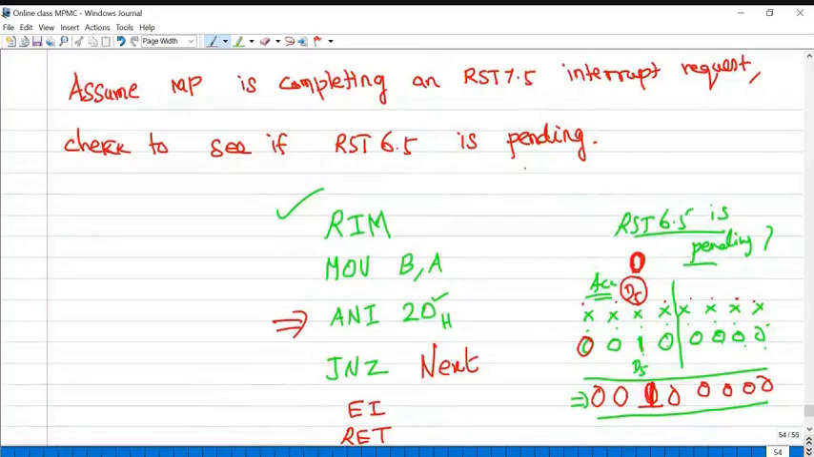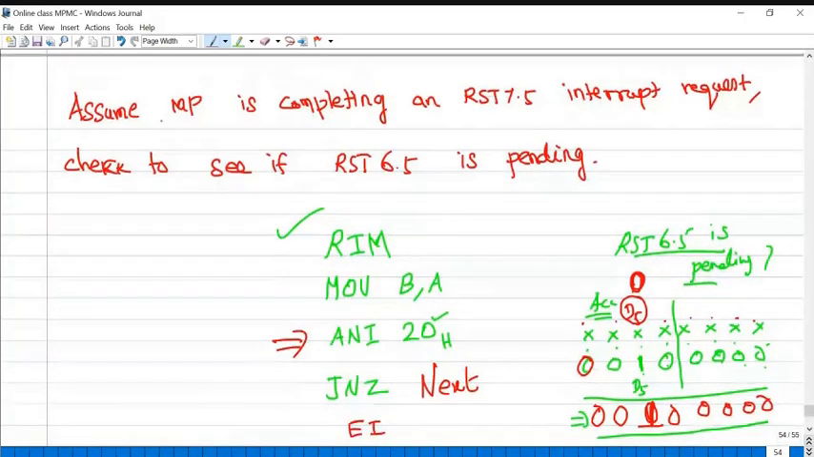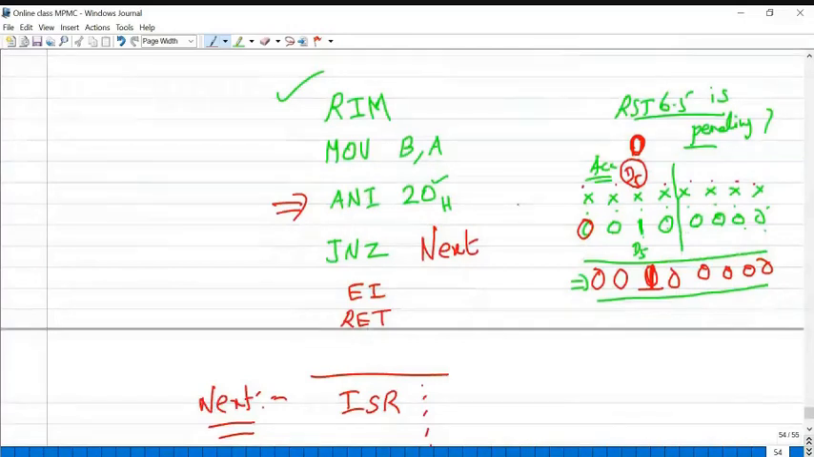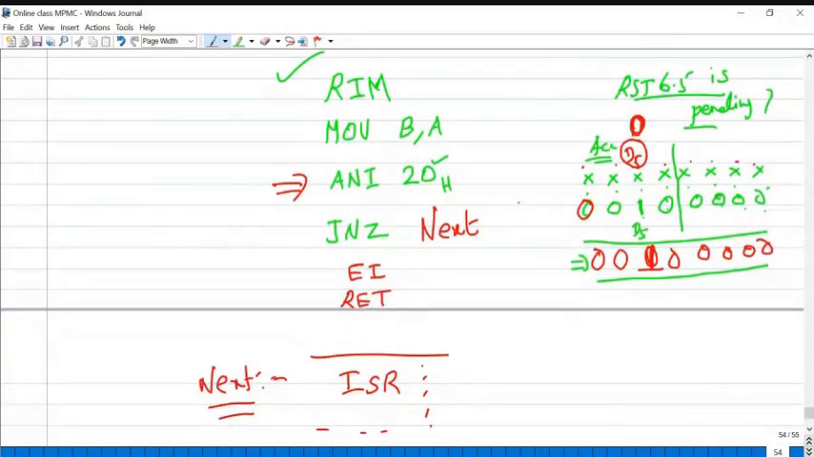I'll repeat once again. Write a simple assembly language program to check whether RST 6.5 is pending or not. Assume the microprocessor is completing an RST 7.5 interrupt request. Previously, while executing the SIM instruction, we loaded 8-bit information into the accumulator purposely to mask or unmask any one of the interrupts. Now we don't know what value is stored in the accumulator at first. We are executing the RIM instruction.